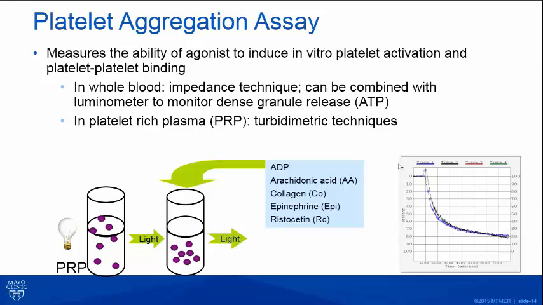The other functional testing for platelets is the aggregation assay that measures the ability of the agonist to induce in vitro platelet activation and aggregation. This is low shear stress. And there are 2 platforms that this assay can be performed. It could be performed in whole blood with the impedance technique or with platelet-rich plasma, and usually the turbidity of the sample is being measured.